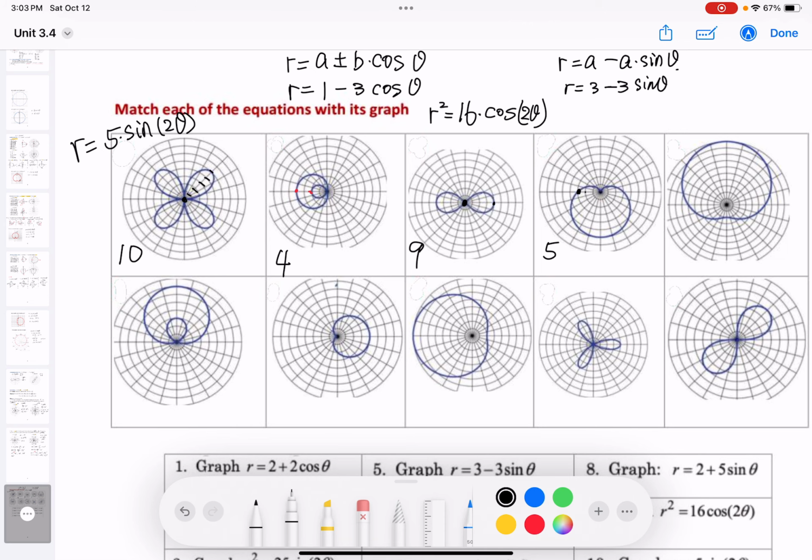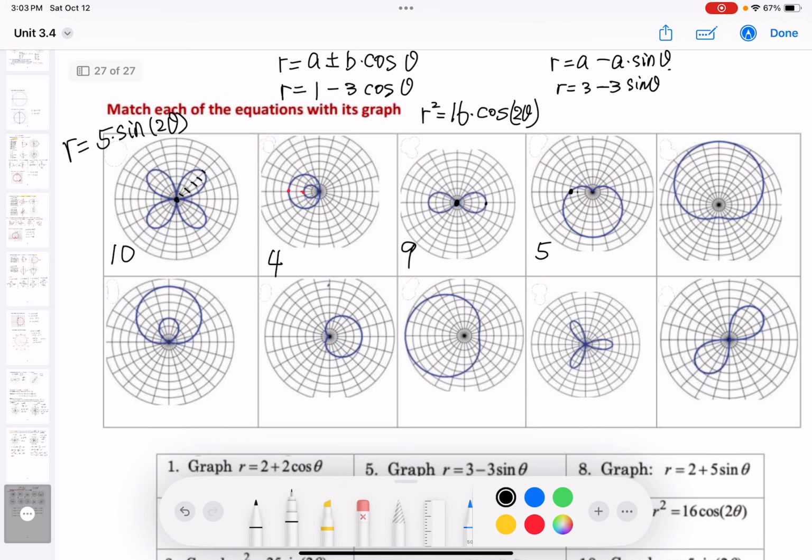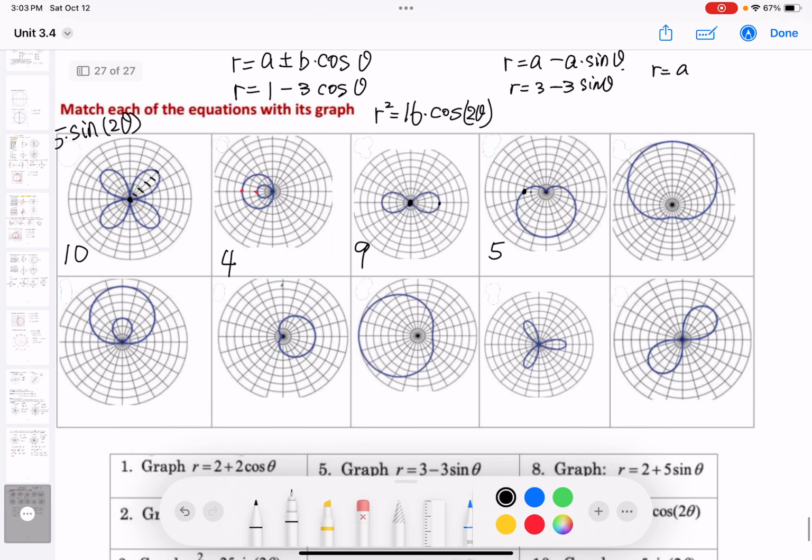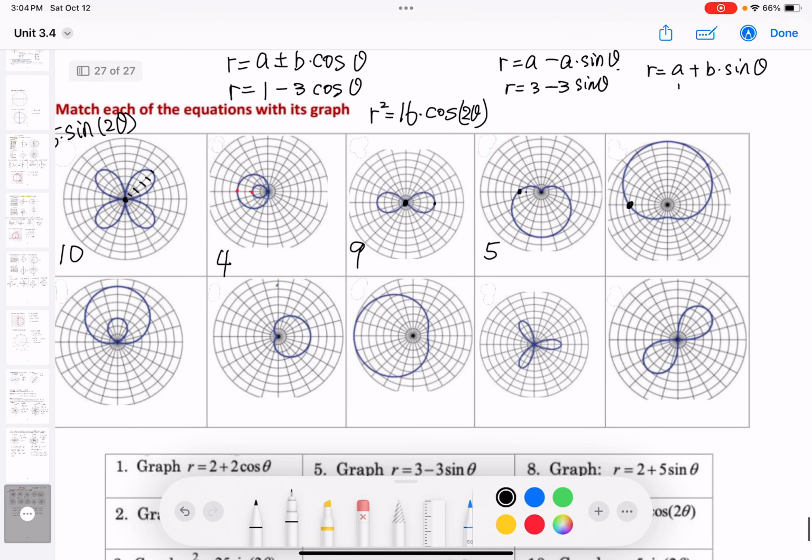Next one is the dimpled limaçon. For the dimpled limaçon, r is equal to a plus or minus b times sine or cosine. From the graph, I can tell this is my sine theta graph and the sign is positive. So let's put positive. And what is the A? Let's see the point here. A is 1, 2, 3, 4, 5, 6. So A is equal to 6.